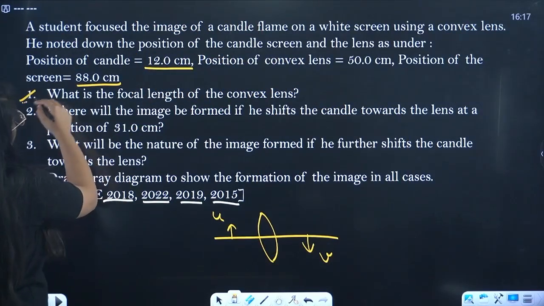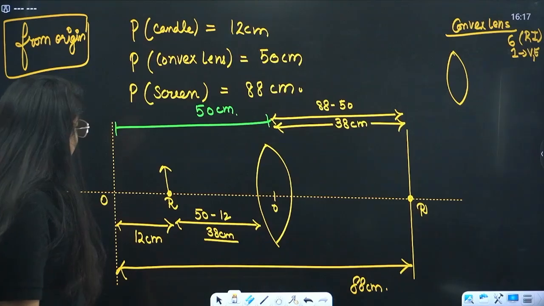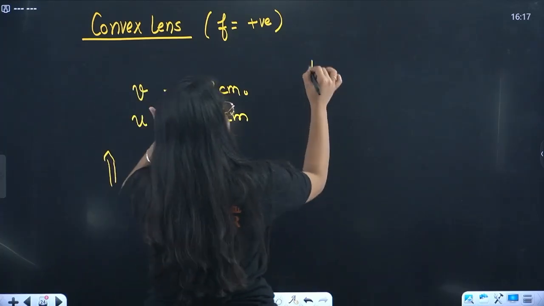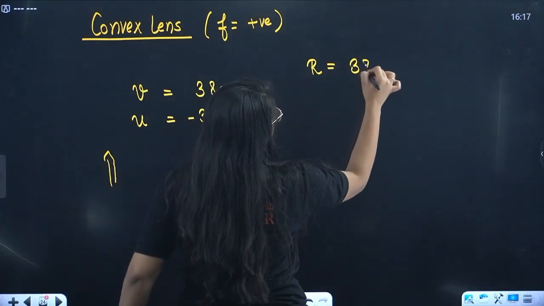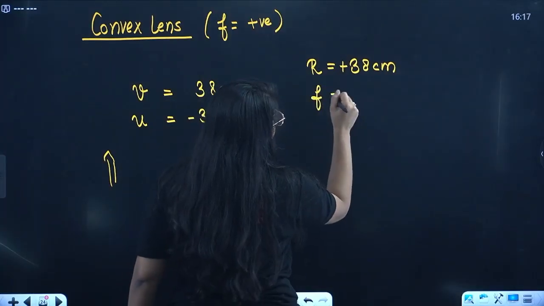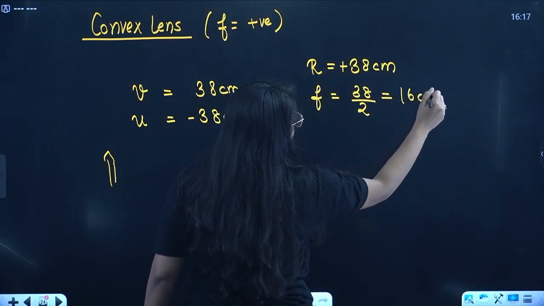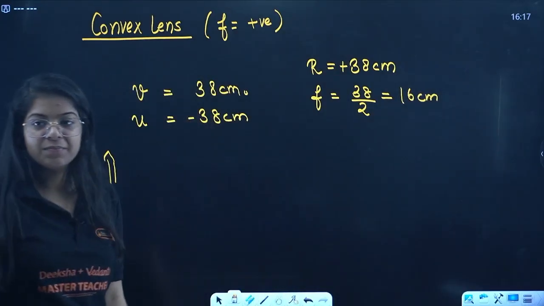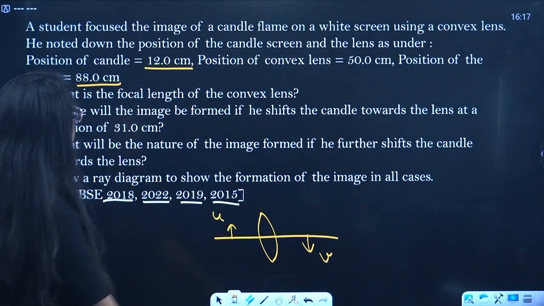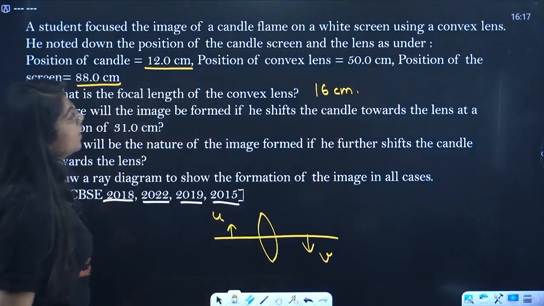What is the focal length of the convex lens? You just know that this V equals U. That means this is radius of curvature. So radius of curvature is 38 centimeter. It's a convex lens, so it will be positive. So focal length will be what? 38 divided by 2. That will be your 16 centimeters. Done? Understood? 16 centimeters. So this one beta, we have the answer as 16 centimeter.